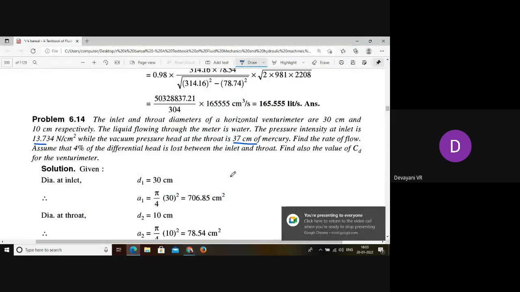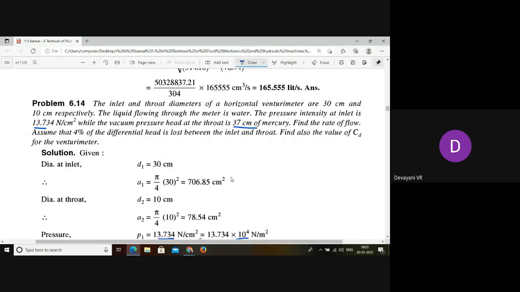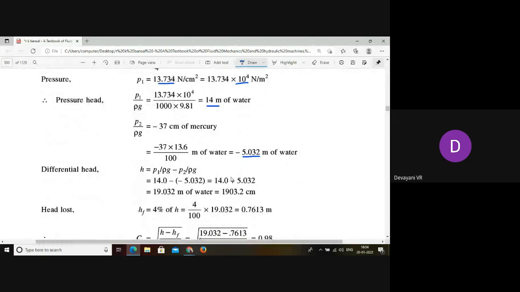So this is the problem. Suppose they have given the pressure values from section 1 to section 2. Calculate the pressure head by using P by rho g, that is P1 by rho g and P2 by rho g, and then calculate the head of water which was flowing through the pipe by using the formula P1 by rho g minus P2 by rho g. So this is for the horizontal venturimeter.